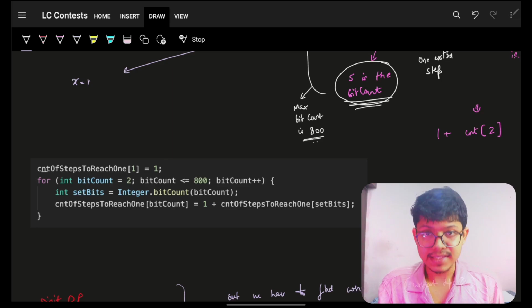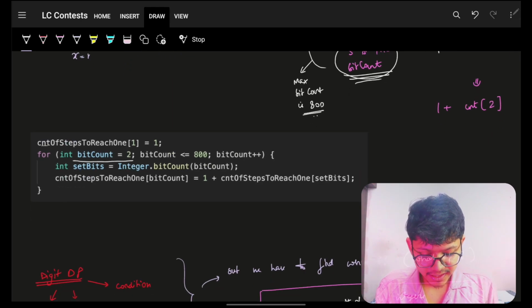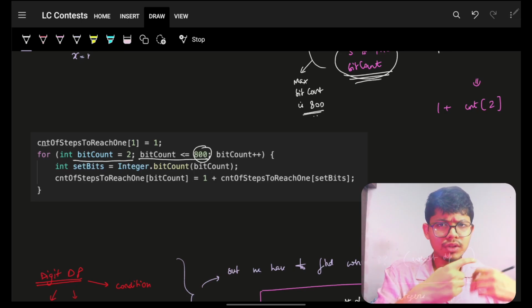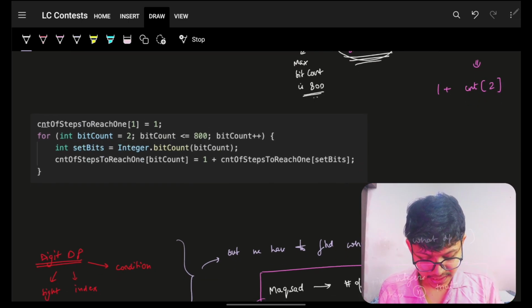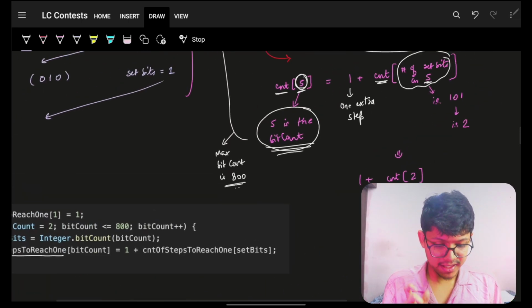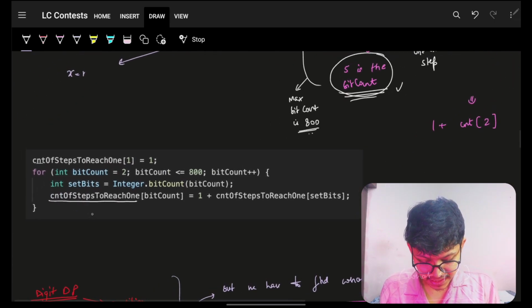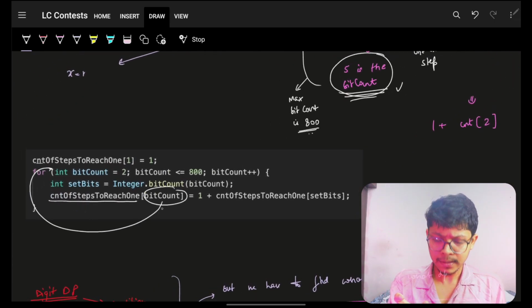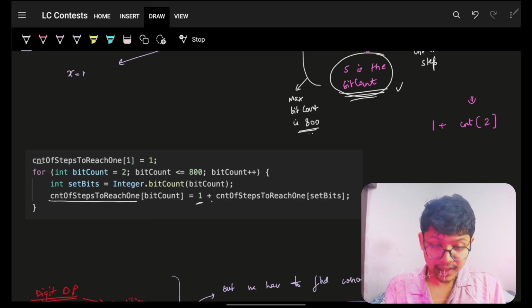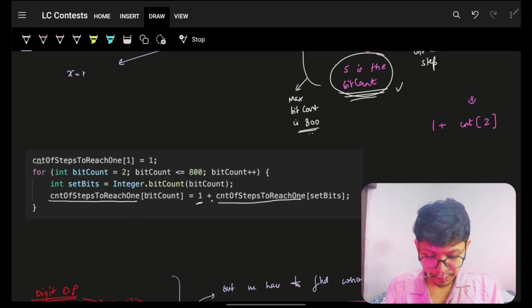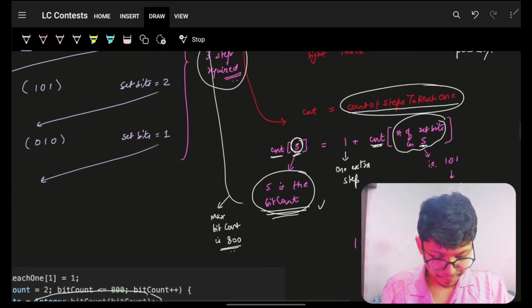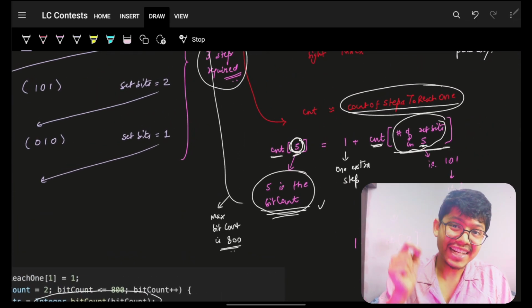This is my, let's say, base case. Then I simply start iterating and say that I will go on up till my bit count of 800, because I know this is the maximum bit count which I could have. Then I will have the same recurrence relation which I saw here: count of the input which I had, bit count, will be 1 plus the same count of bit counts, actual bit count 5, number of set bits in 5.